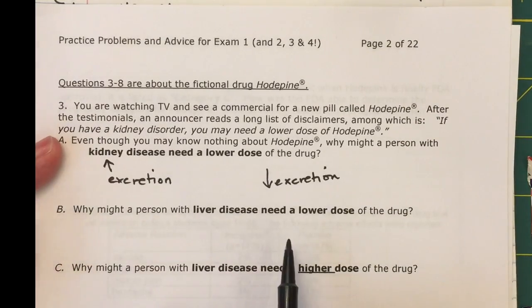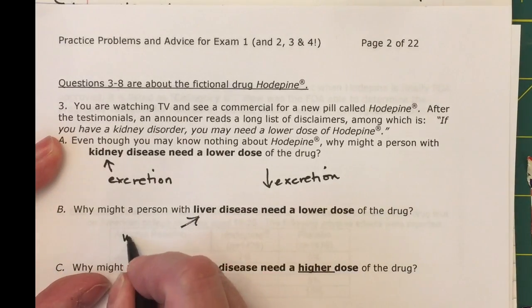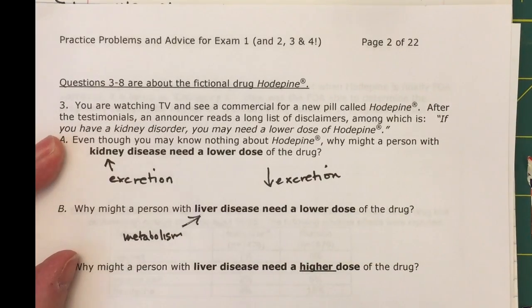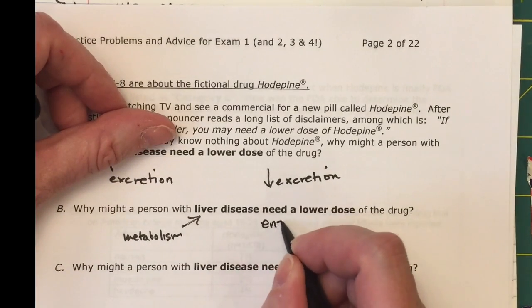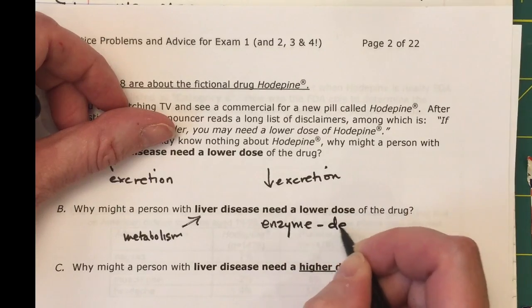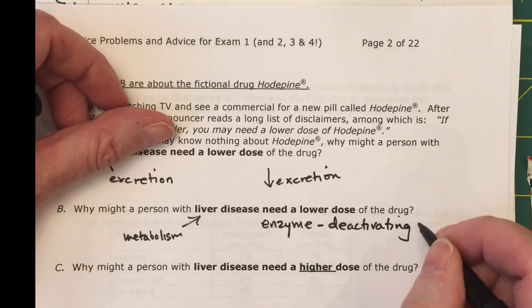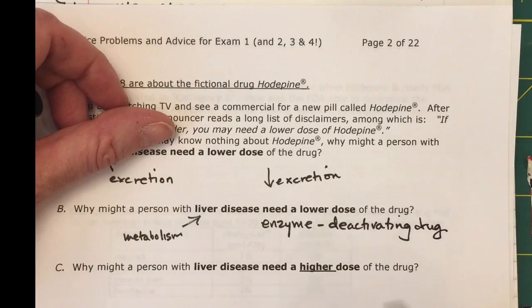Similarly, a patient with liver disease might need a lower dose. The liver is important for drug metabolism, or drug biotransformation of some kind. So if the enzyme in the liver is deactivating the drug, in this case Hodopine, then if the liver's gone, the drug is not getting deactivated or changed so that it'll be easily excreted, so the level will go up.